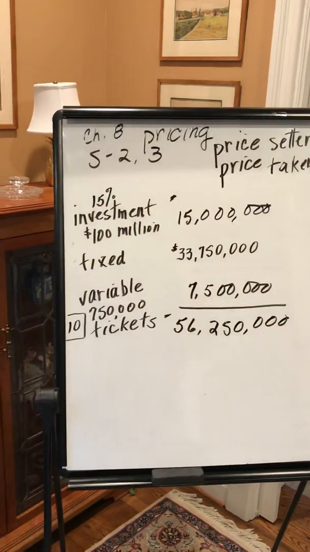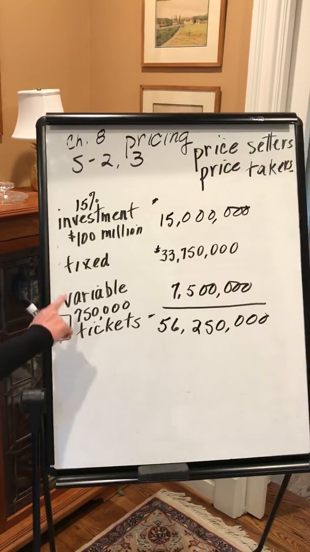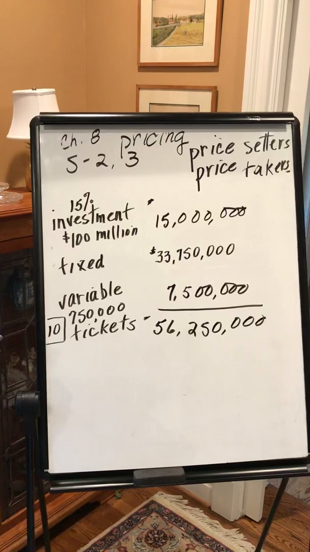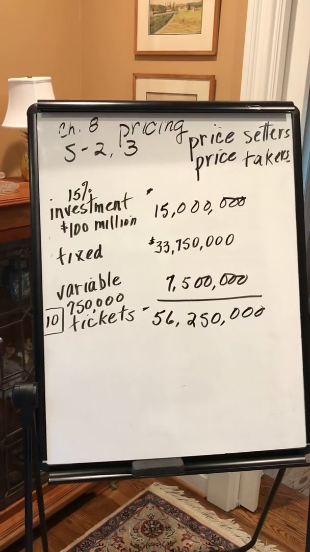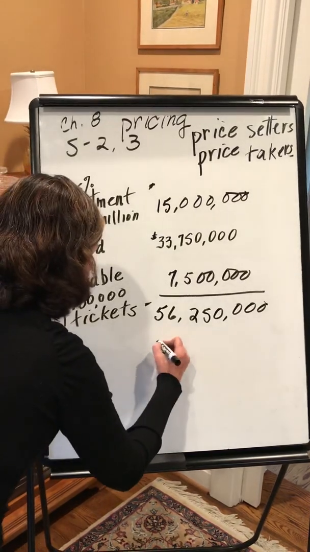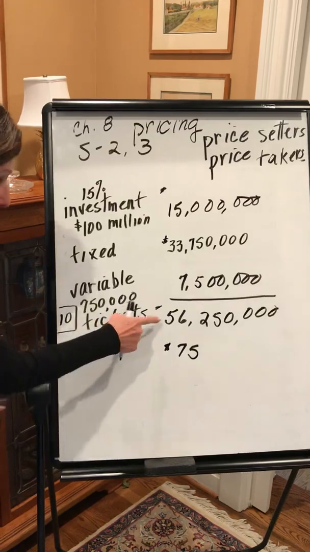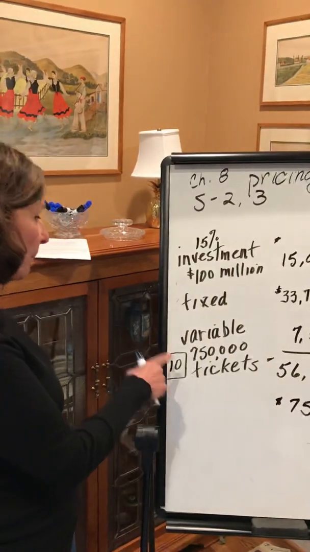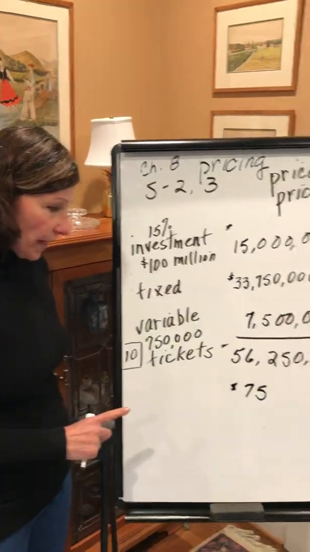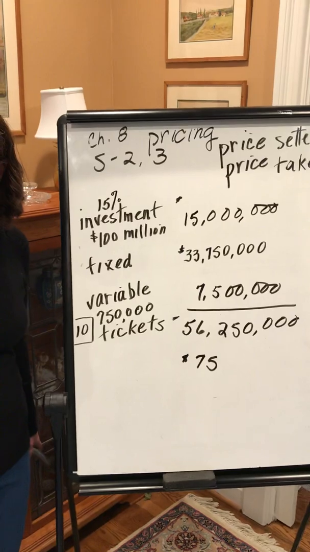And since they are, as I said, a price setter, they have an excellent reputation, and they expect to sell 750,000 tickets, they will charge for this upcoming season $75. I simply took the total costs for this particular company and divided it by 750,000 tickets. So there's your $75 a ticket.